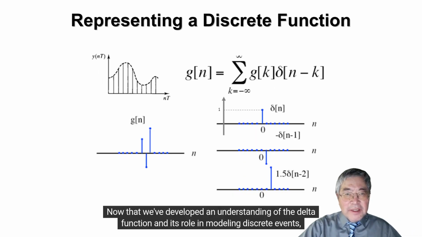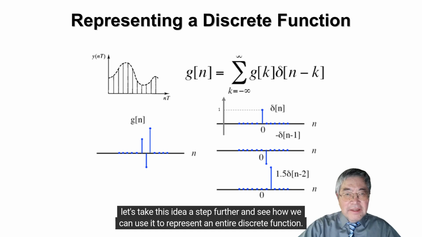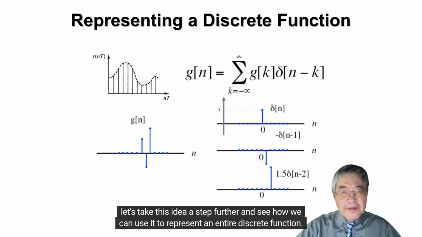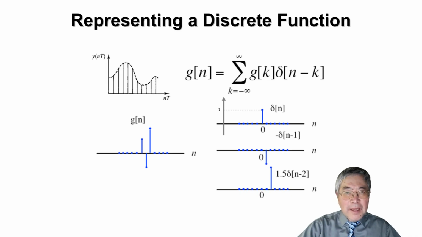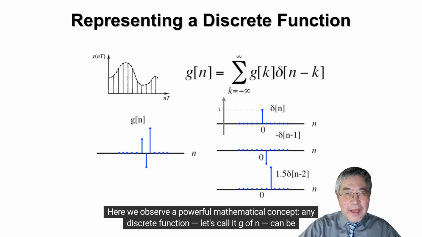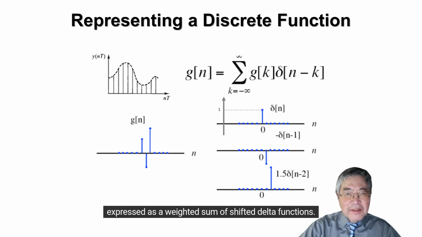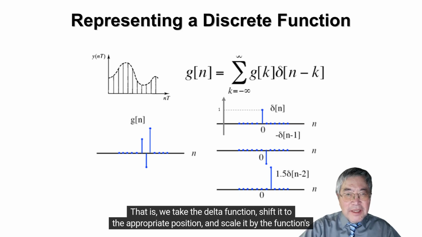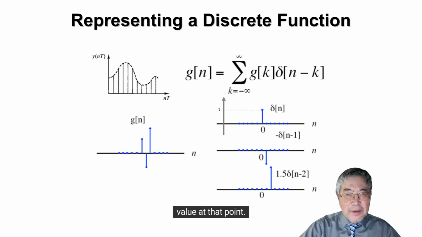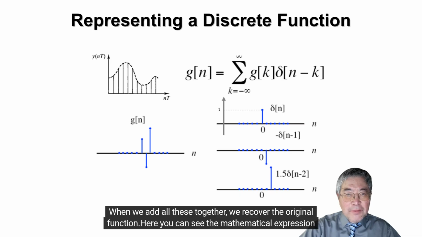Now that we've developed an understanding of the delta function and its role in modeling discrete events, let's take this idea a step further and see how we can use it to represent an entire discrete function. Here we observe a powerful mathematical concept. Any discrete function, let's call it g of n, can be expressed as a weighted sum of shifted delta functions. That is, we take the delta function, shift it to the appropriate position, and scale it by the function's value at that point. When we add all these together, we recover the original function.